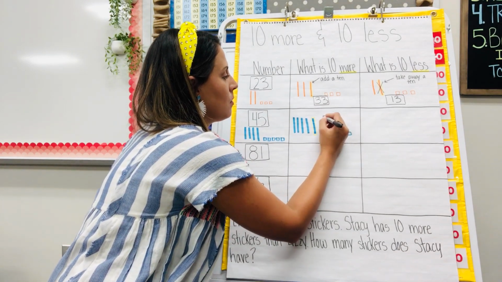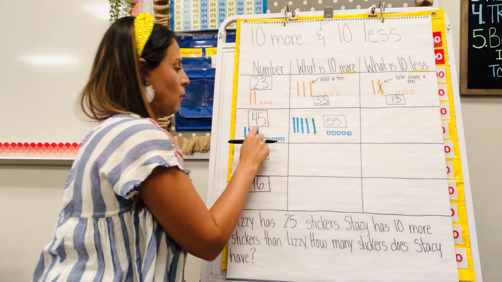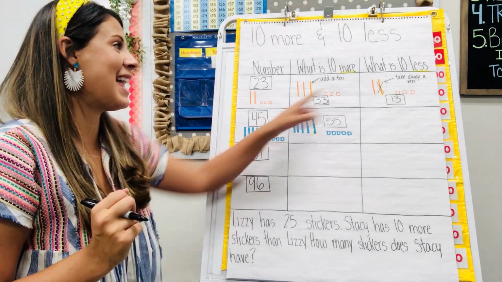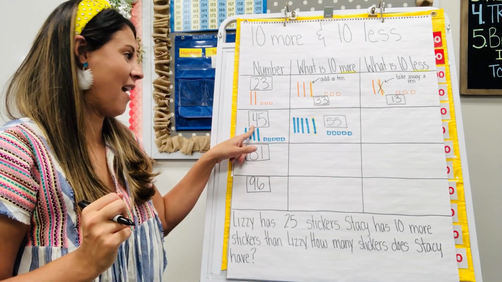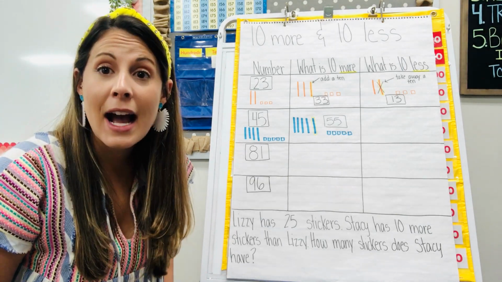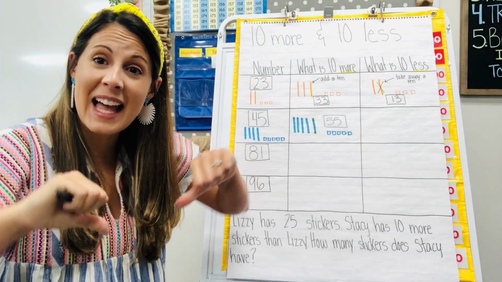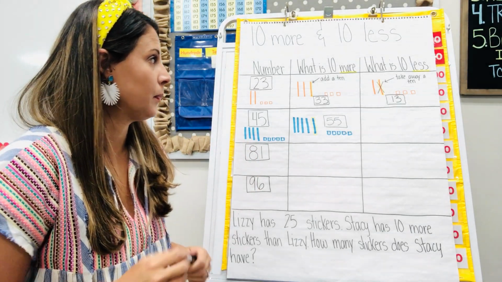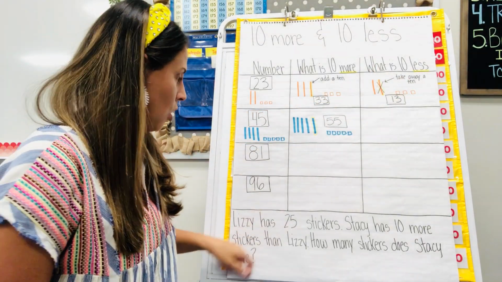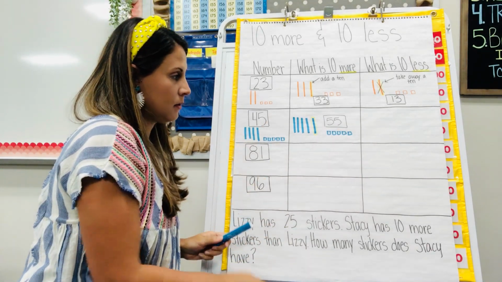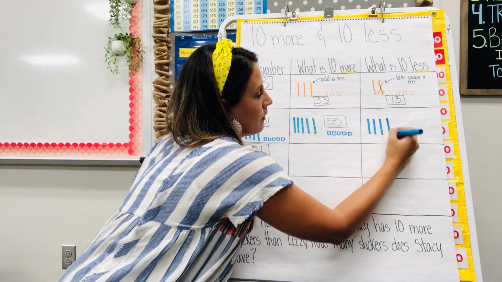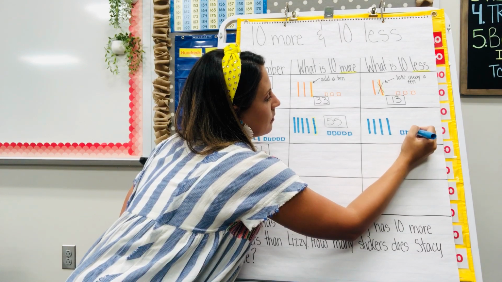So 10 more than 45 is 55. All right, now we need to figure out what 10 less than 45 is. Think about what less means. Less, we subtract, or we go fewer, less. Okay, so 10 less, I need to draw my 45. 4 10s, 5 1s.